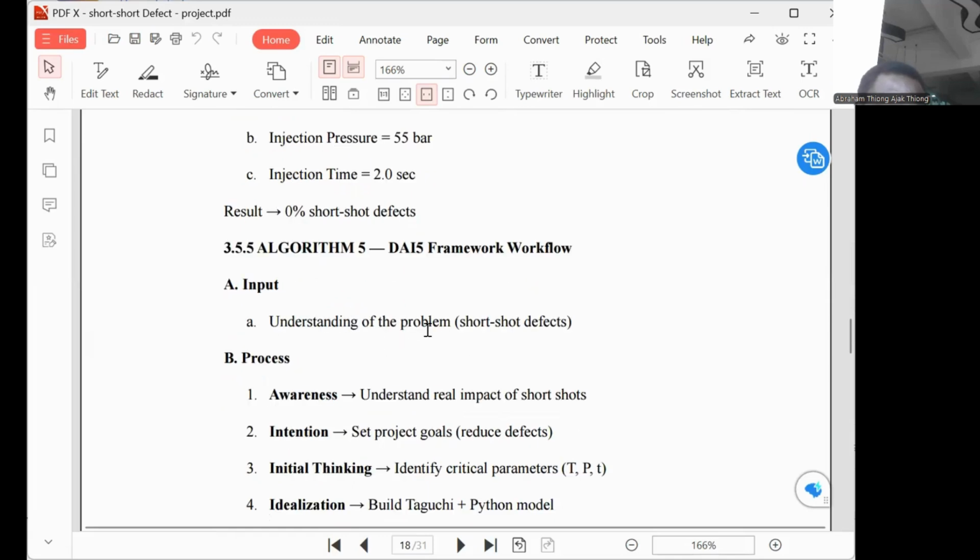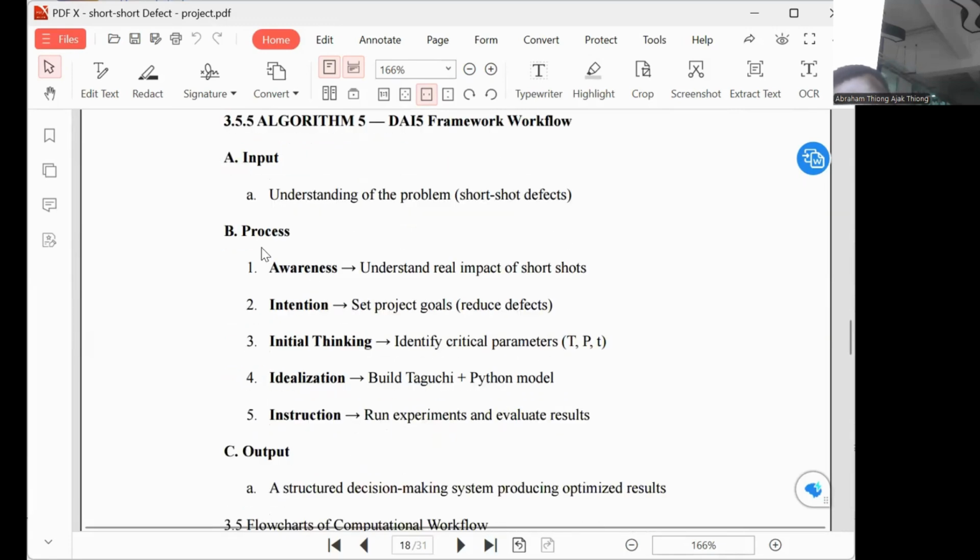So you understand the problem of the short shot. When we understand the problem, what is really the problem? I think it's very simple to solve it. We understand the real impact of the short shot on the product, and we set the goal of how to solve it. There are many methods you can use, and also identifying the parameters. What are the parameters affecting this? This is why I always selected three parameters. We also build the idealization, we build a Taguchi and Python model, and then run the experiment evaluation.